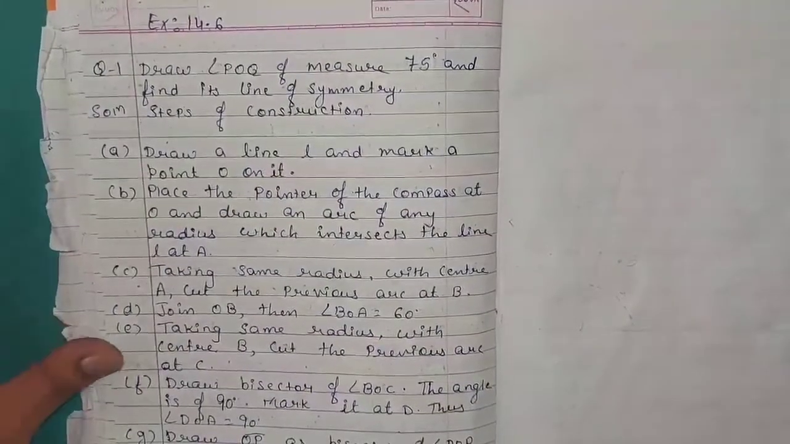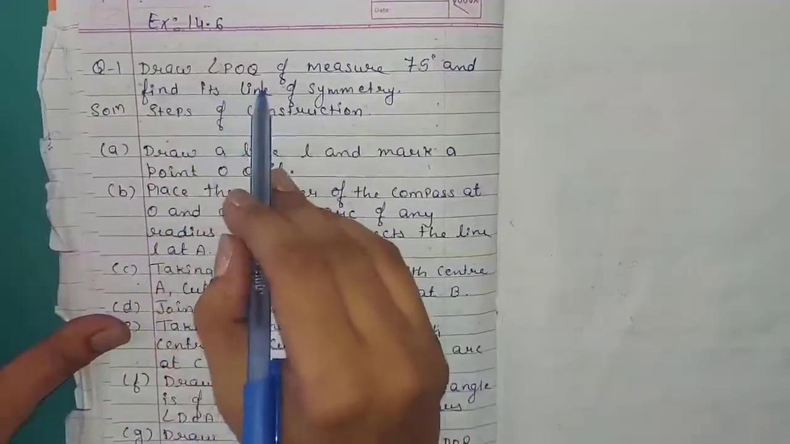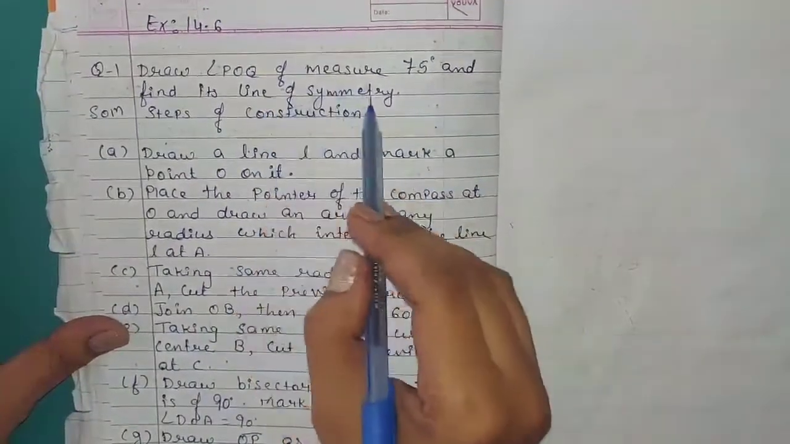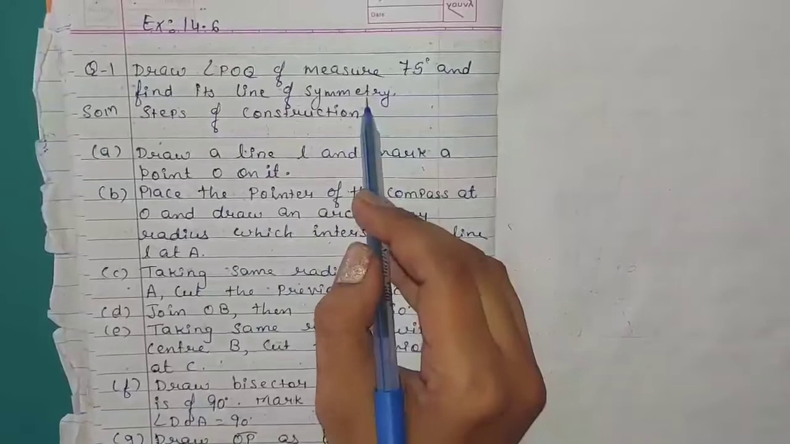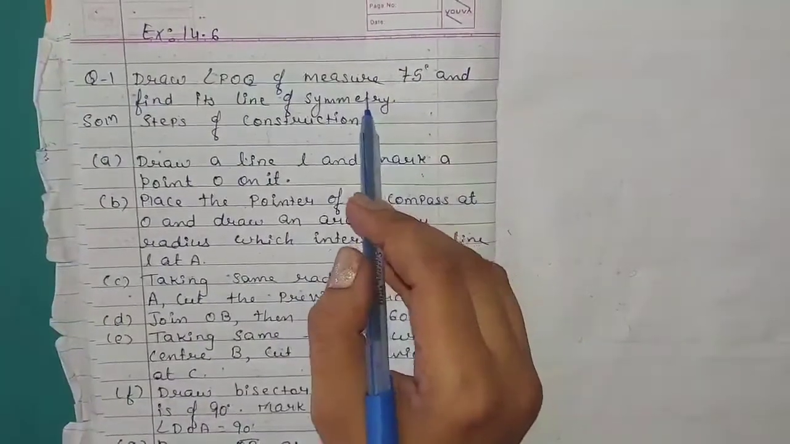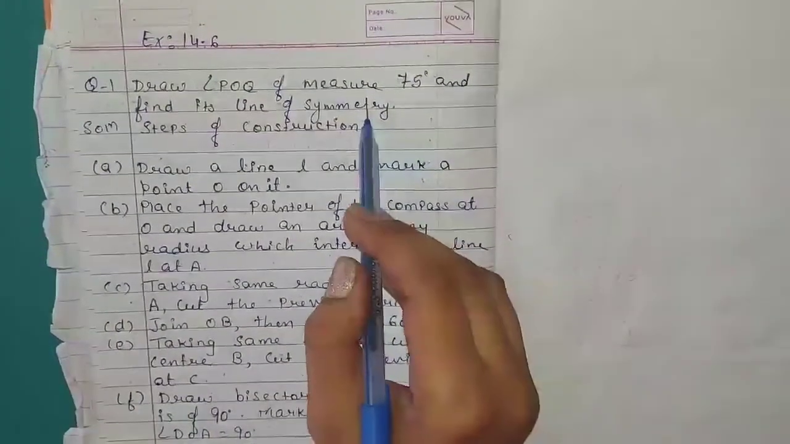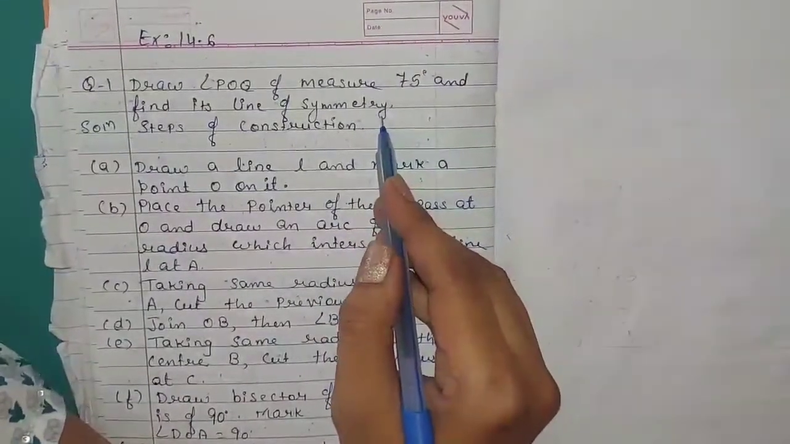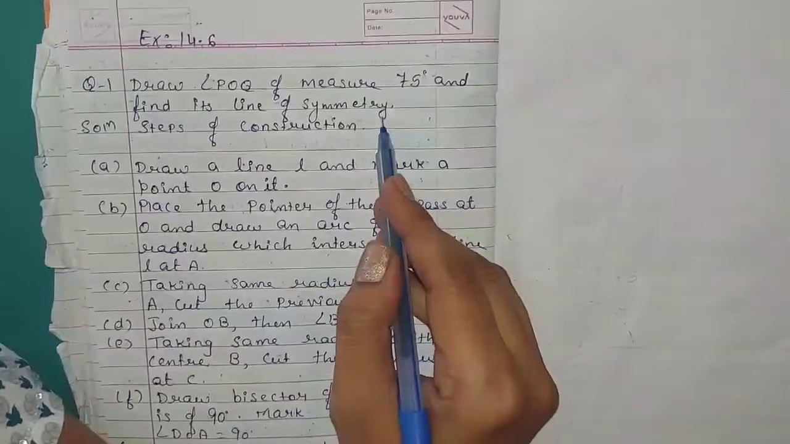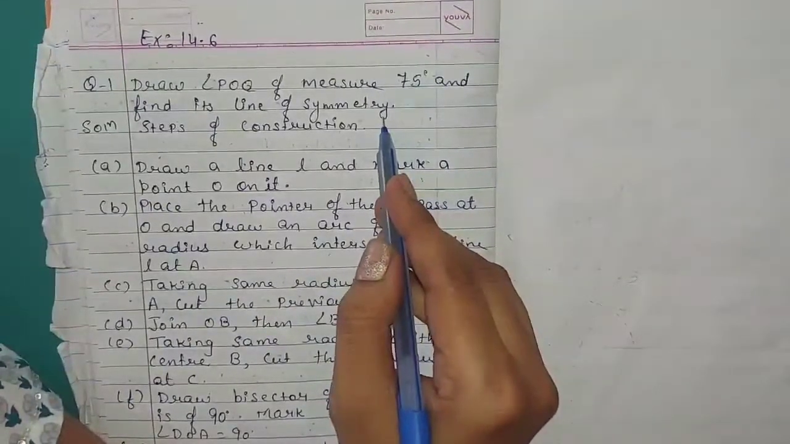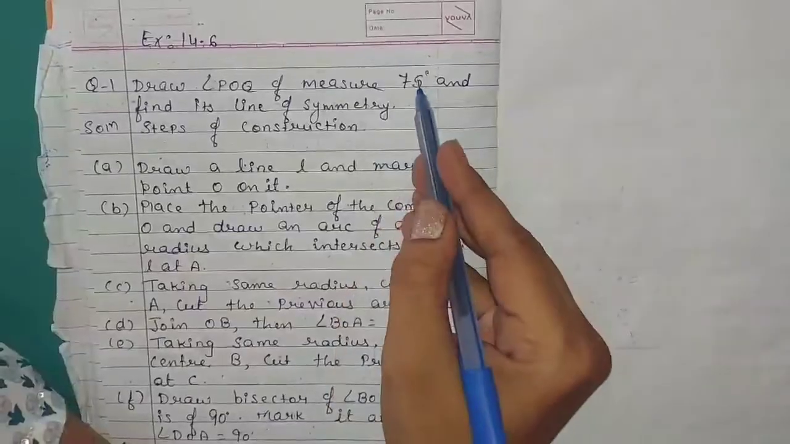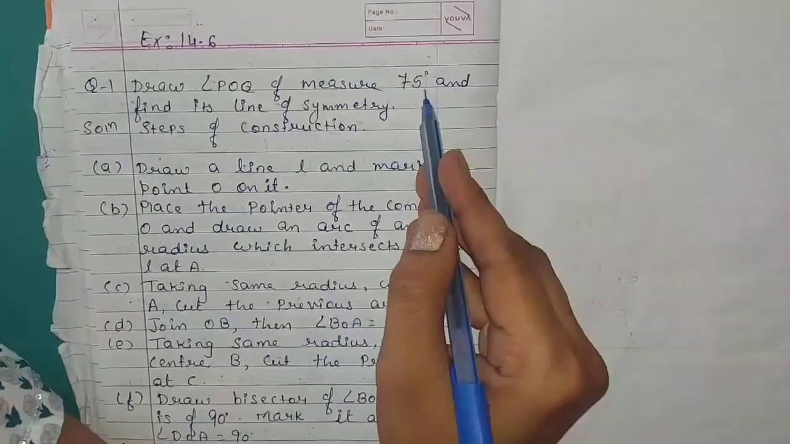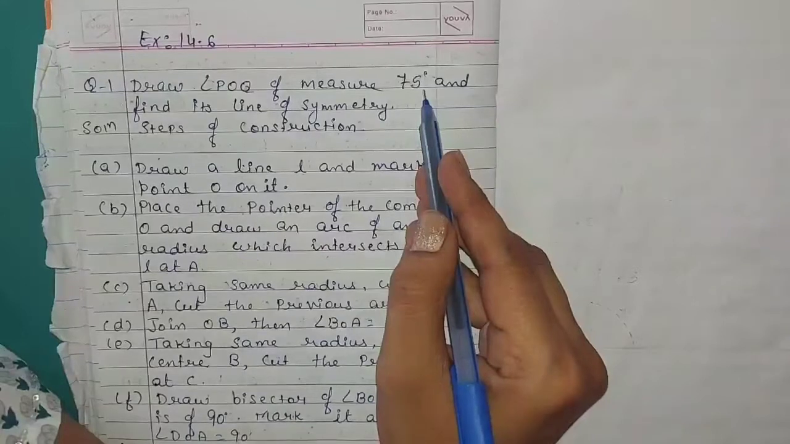Exercise 14.6 Question 1. Draw angle POQ of measure 75 degrees and find its line of symmetry. So students, first of all we have to draw an angle of measure 75 degrees and then we have to find its line of symmetry. Line of symmetry of an angle means we will find the bisector of the 75 degree angle.